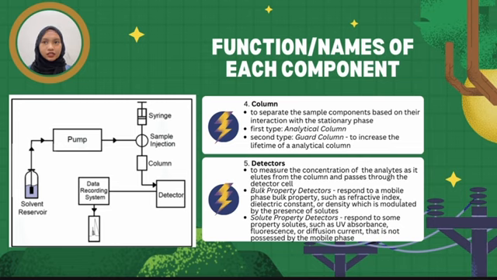Number 5, detectors. To measure the concentration of the analyte as it elutes from the column and passes through the detector cell. Bulk property detectors respond to a mobile phase bulk property such as refractive index, dielectric constant, or density, which is modulated by the presence of solute. Solute property detectors respond to some property of the solute such as UV absorbance, fluorescence, or diffusion current that is not possessed by the mobile phase.